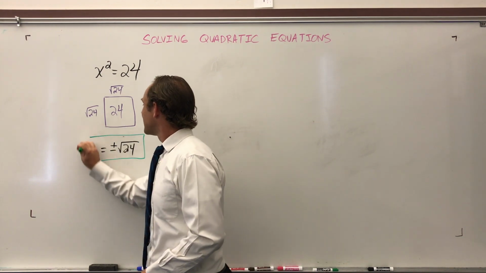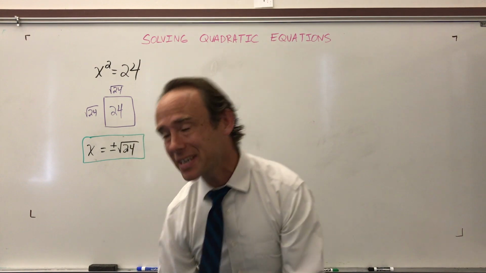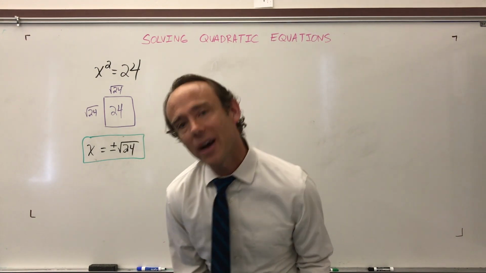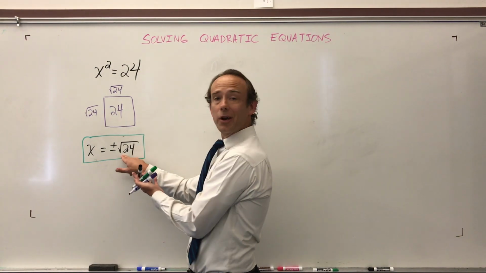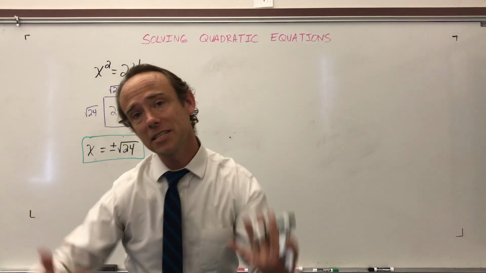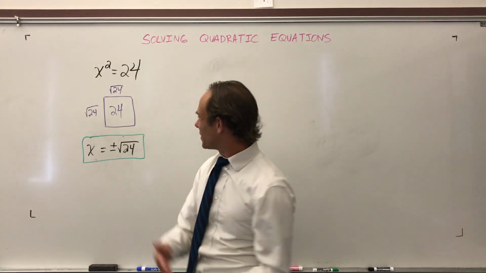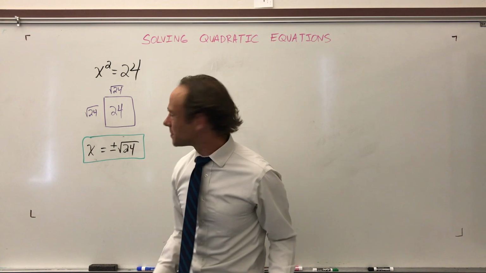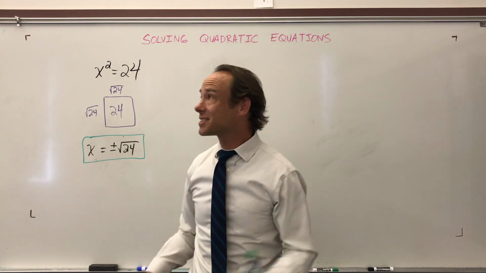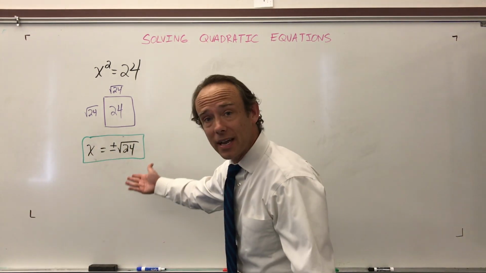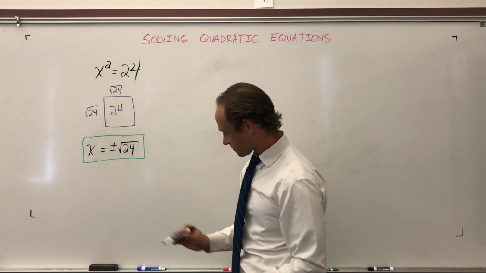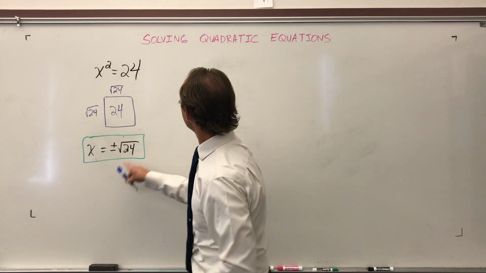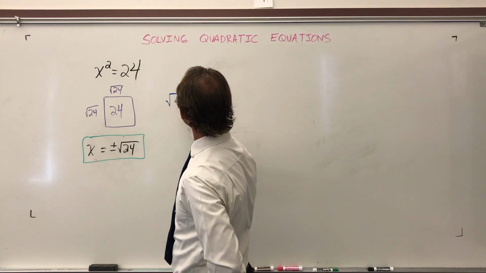But it's not finished because we can simplify the radical. Like we could take the square root of 24 and we can simplify it down. And so when we can do that, we always will. So it ain't wrong, it's just not done. Ain't nothing wrong with the answer, it's just not finished. So what we're going to do is we'll simplify radical 24.